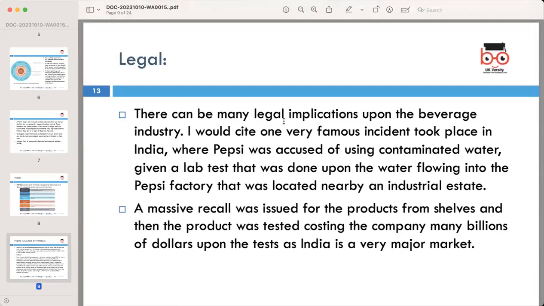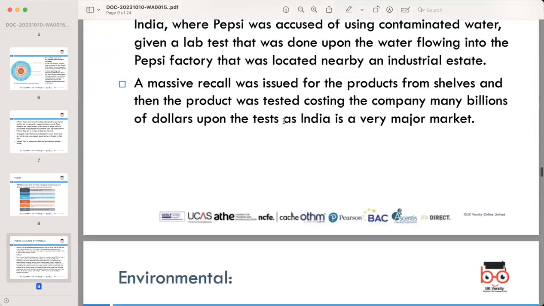So next one is legal factors. There can be many legal implications upon the beverage industry. I would cite one very famous incident that took place in India where Pepsi was accused of using contaminated water. Given a lab test that was done upon the water flowing into the Pepsi factory that was located nearby an industrial estate, a massive recall was issued for the products from shelves, and then the product was tested, costing the company many billions of dollars upon the test, as India is a very major market.